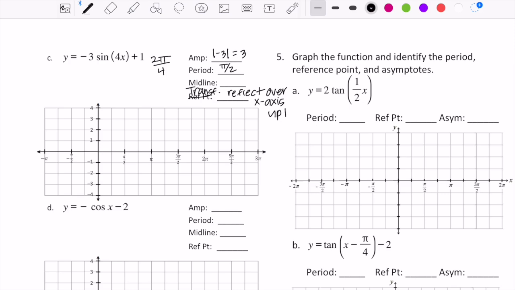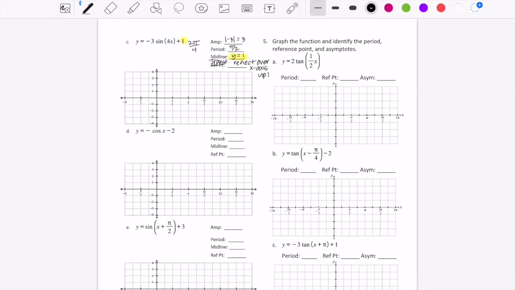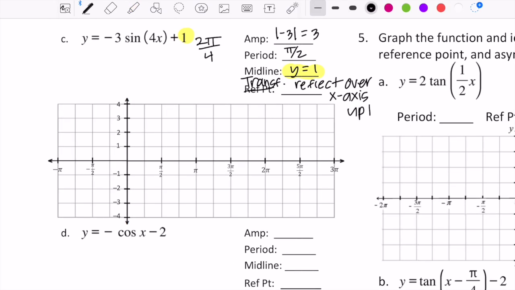And because I'm going up 1, it's going to shift the whole graph up 1, including the middle of the graph, or the midline. So it's going to be y equals 1. Just in case you haven't picked up this pattern, if there's a vertical transformation, that's what's changing your midline. Okay, so my period is pi over 2, which is right here. So from 0 to pi over 2, that's in half.